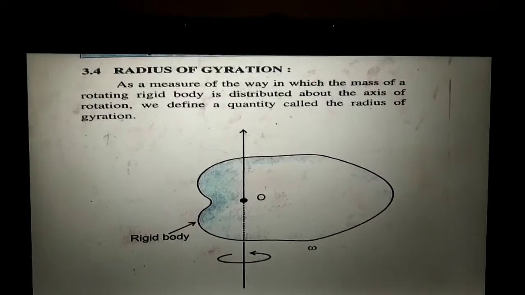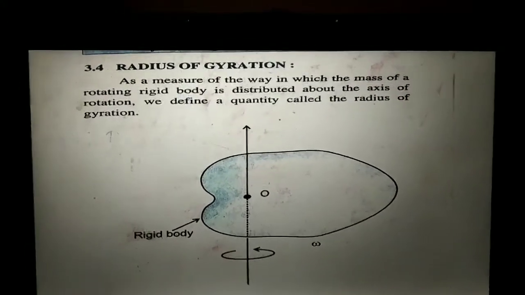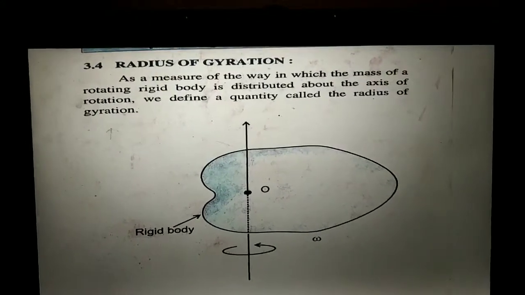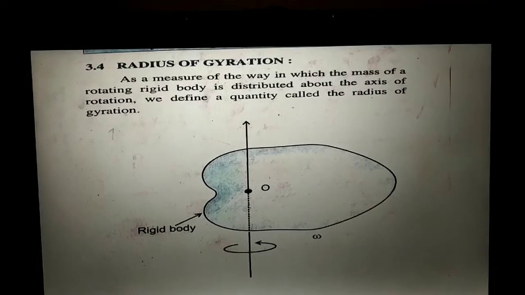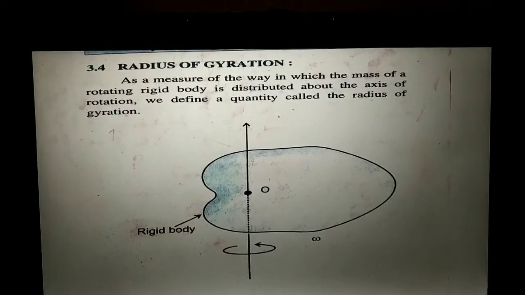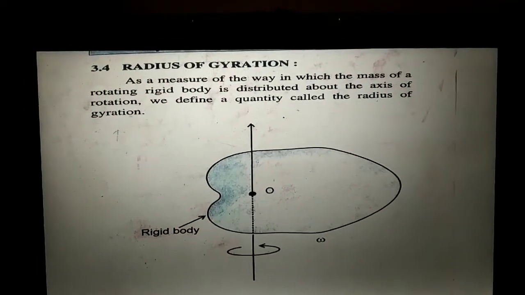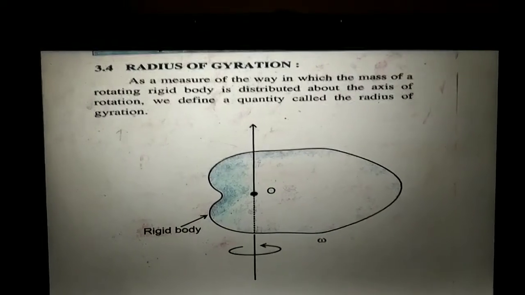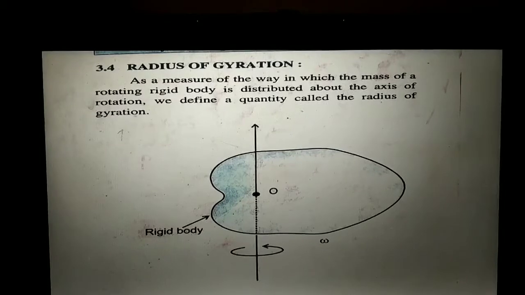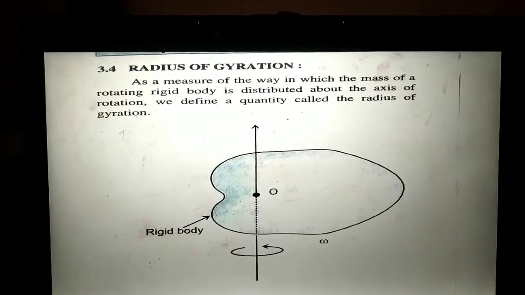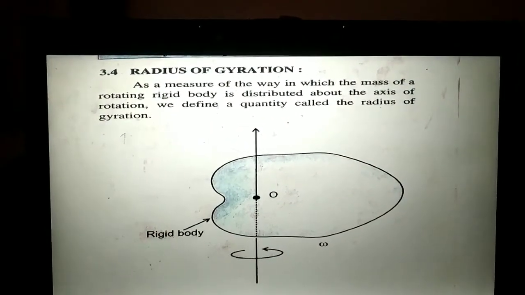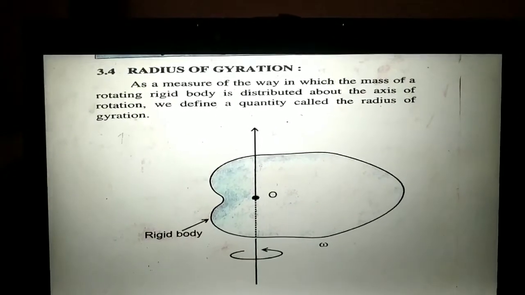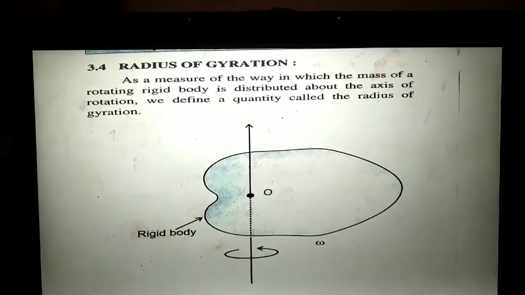Hello everyone, now we will discuss the next term, that is radius of gyration. So what does it mean? Gyration means any object which is moving in a circular motion or in a spiral path form. Now you want to define the term radius of gyration. It means if an object is moving on a circular path, then what will be the radius of that object which is in a circular motion? That is the meaning of radius of gyration.